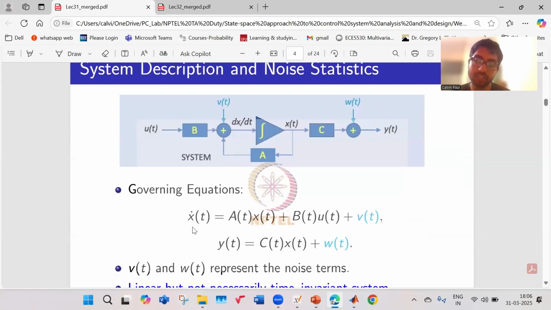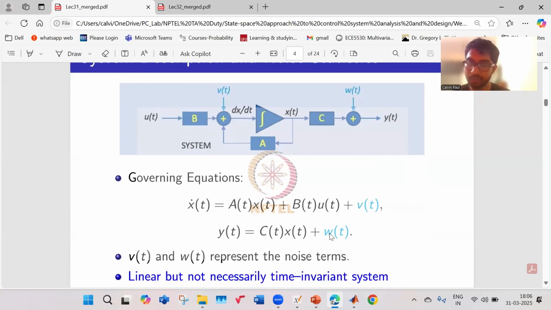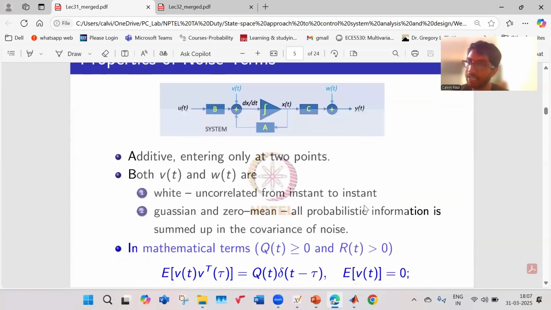If you see this equation, we have x dot of t equal to A(t) x(t) plus B(t) u(t) plus v(t), and y of t equal to C(t) x(t) plus w(t). These are noise terms. v(t) is assumed to come from your input, added while you are giving a control input. w(t) is assumed to come from the measurement of your output, where certain noise is induced. The assumption is that all the noise is white noise, with no particular frequency spectrum, Gaussian, and zero mean.